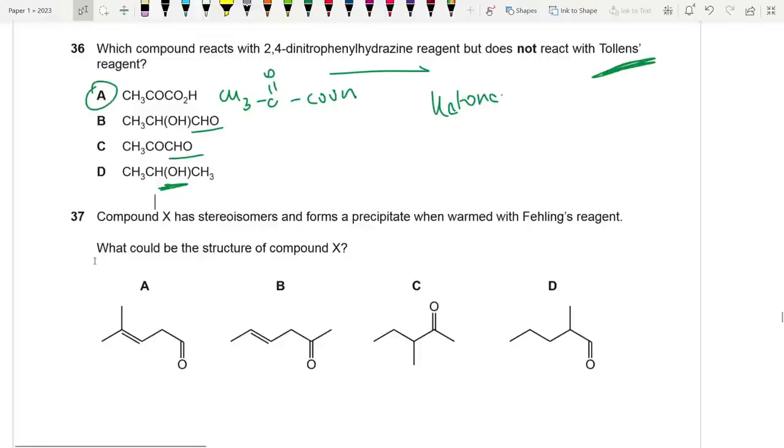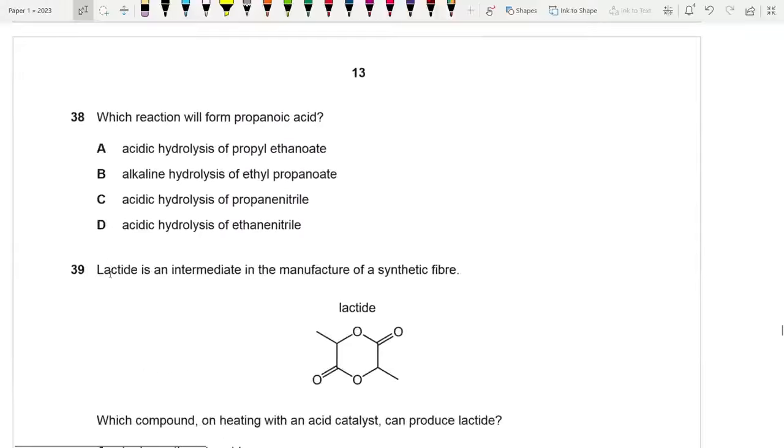Compound X has stereoisomers and forms a PPT with fillings. It's an aldehyde. So B is a ketone, C is a ketone. It's between A and D, and it has stereoisomers. Okay, so A is wrong because the same groups are attached, so no cis strands and no chiral carbons. But D has stereoisomers. It has a chiral carbon over here. Look, 4 different groups are attached: CH3, the aldehyde group, this long 1, 2, 3 propyl group, and 1 hydrogen atom that we can't see. So 37 is D.